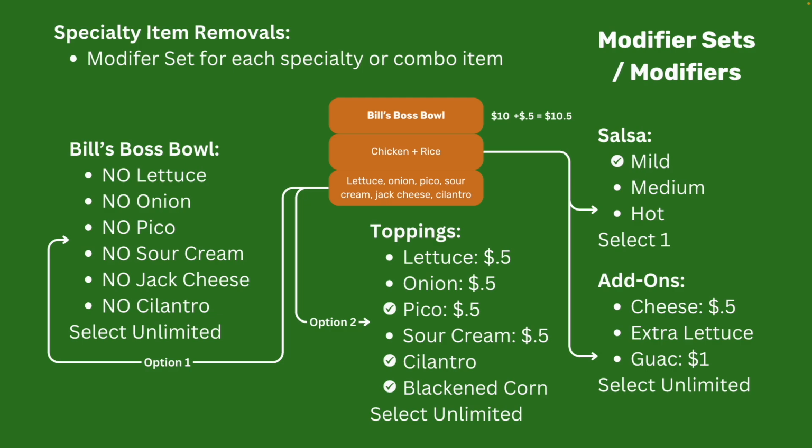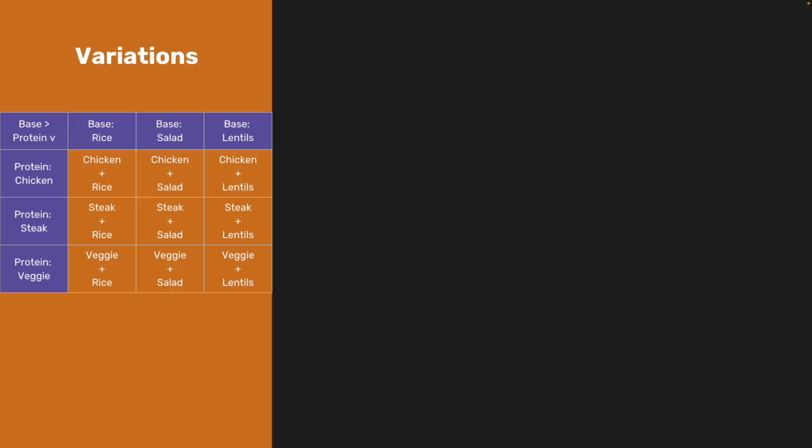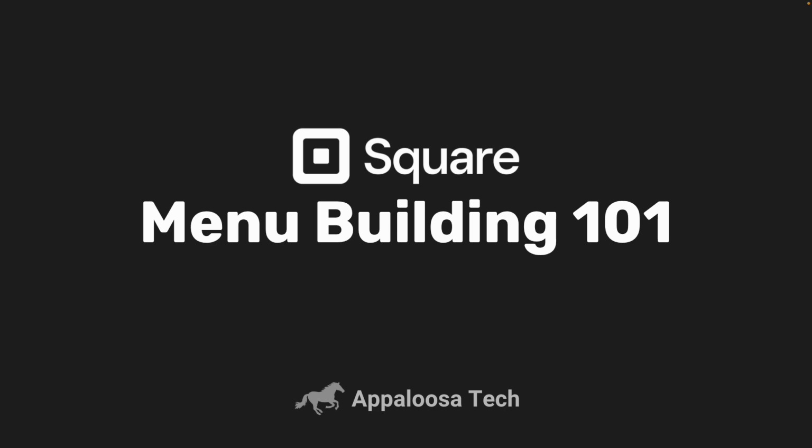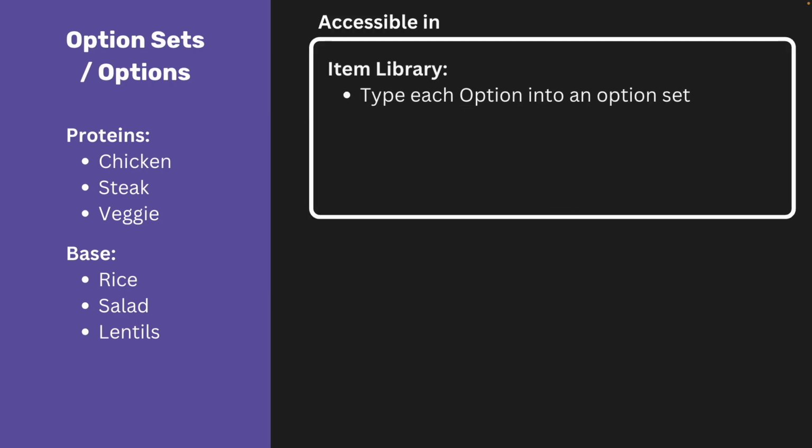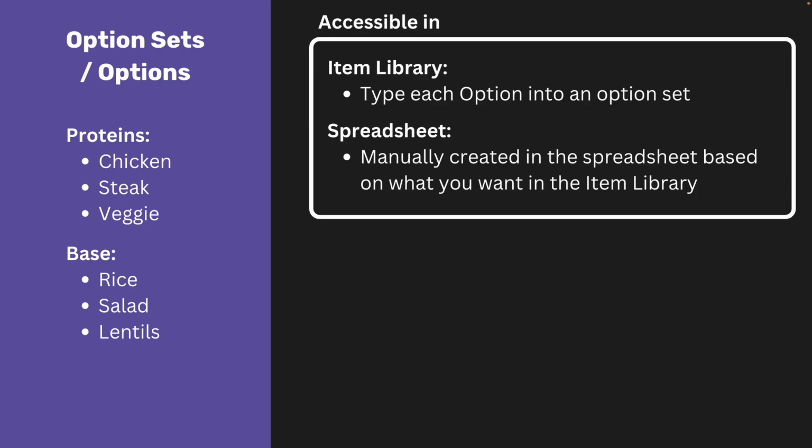Lastly, I want to show you how to do all of this inside of Square. We'll start at the very beginning with options, option sets, variations, everything. We'll go through this and I'll show you where all of it is in Square. So this is accessible in the item library and the spreadsheet. I want to show you how that works. We're going to go into a Square account and do this in the item library.